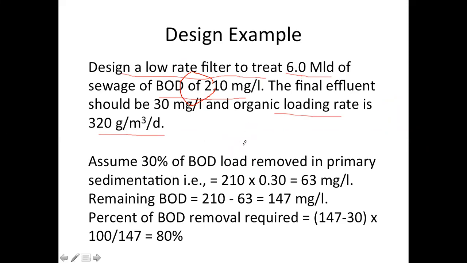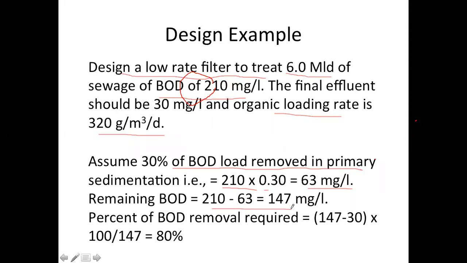Here we will assume that, since this is the BOD of the wastewater coming from the city to the treatment plant, 210 milligram per liter is there. We can assume that 30% BOD removal will occur in primary sedimentation. Obviously after the primary sedimentation tank, the wastewater will come to the trickling filter, so we will assume that 30% BOD is already removed. So 63 milligram per liter is removed in the primary sedimentation tank, and the remaining BOD is 147 milligram per liter.